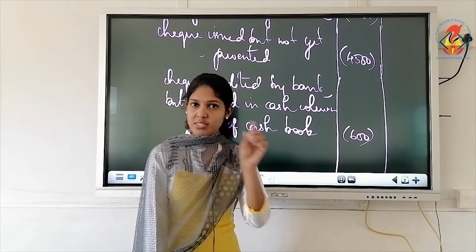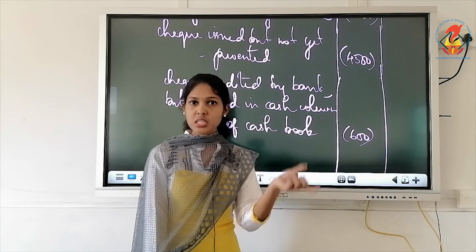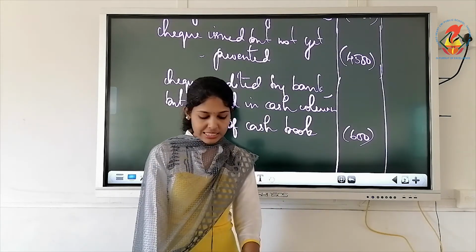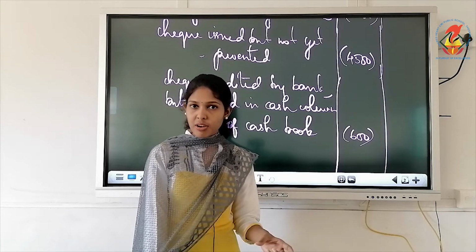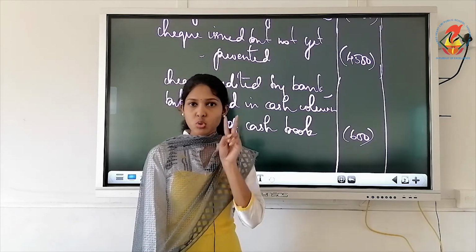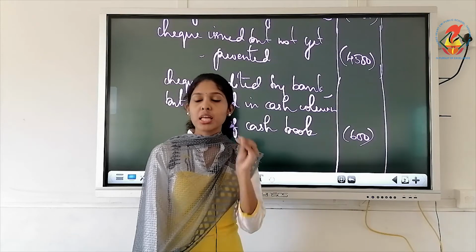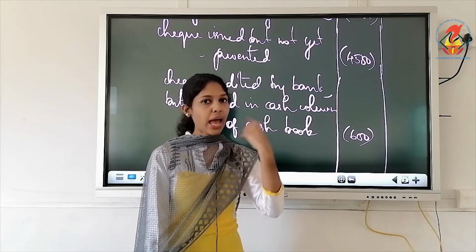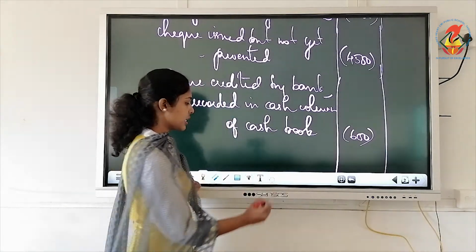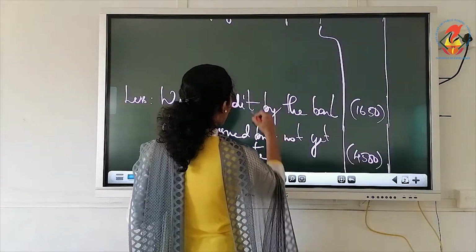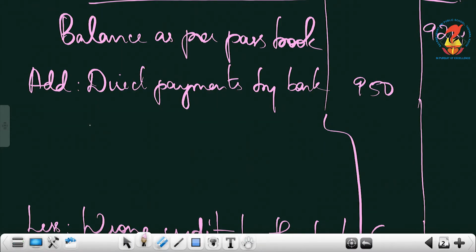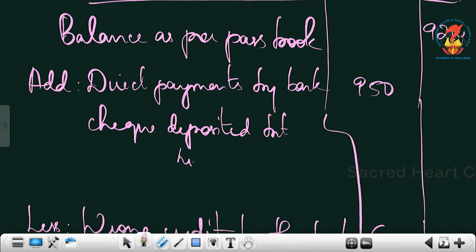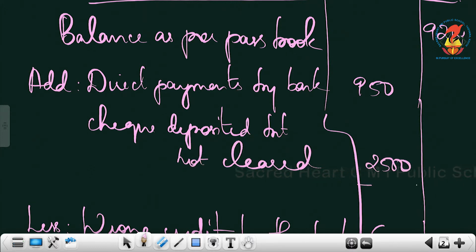What's the transaction? Checks deposited, not yet cleared. So not yet cleared here amount will be 8,500 minus 6,000. So 2,500 is the value of check not cleared. So what we have to add now is 2,500. So under add you can write check deposited but not cleared, that is 2,500.